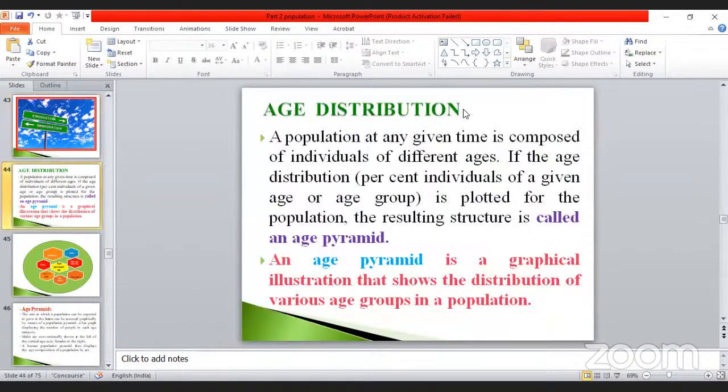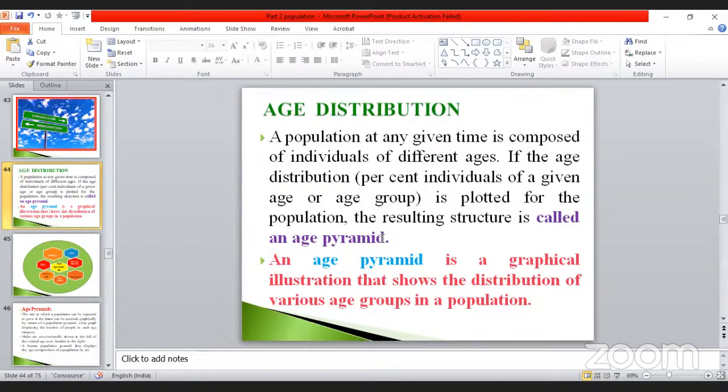The age distribution is another important factor. A population at any given time is composed of individuals of different ages. Take an example, any one of the populations. There are so many criteria, and age group is one. Take an example, from birth up to old age people. I will show you in the next slide. The age distribution, the percent of individuals of a given age or age group, is plotted for the population. The resulting structure is called an age pyramid.